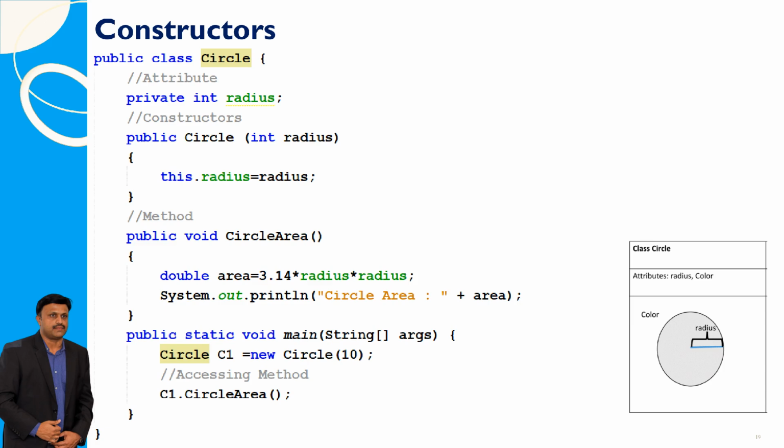Circle class has a private attribute radius and a constructor that initializes it. The circleArea method calculates and prints the area of the circle. In the main method, an instance of Circle is created with a radius of 10, and the circleArea method is called to display the area.